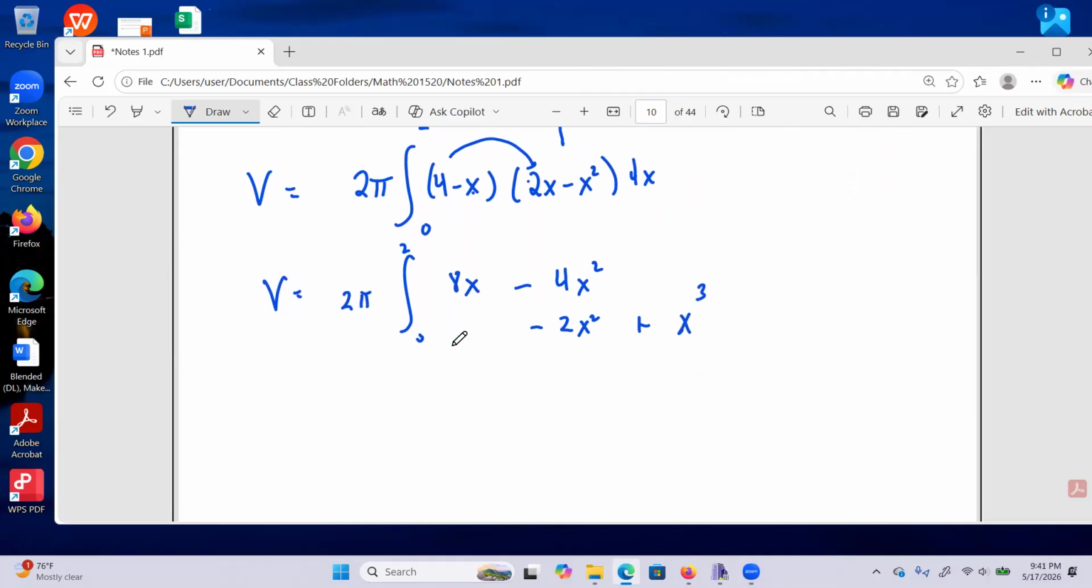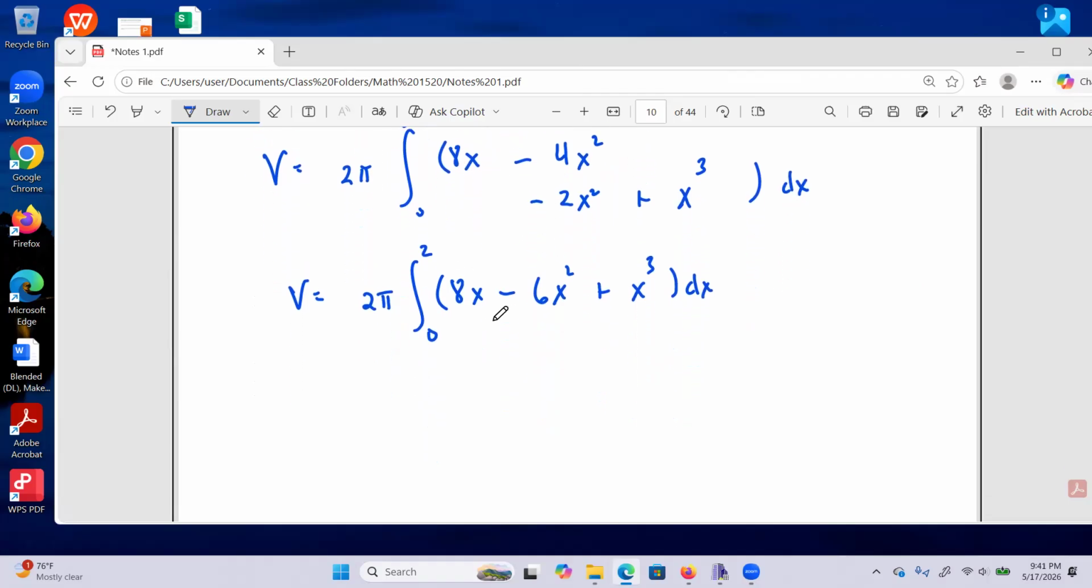Let me make this a little bit clearer. So we have volume equals 2 pi integral from 0 to 2 of 8x minus 6x squared plus x cubed, dx. Now it's ready, and we're ready to integrate this.